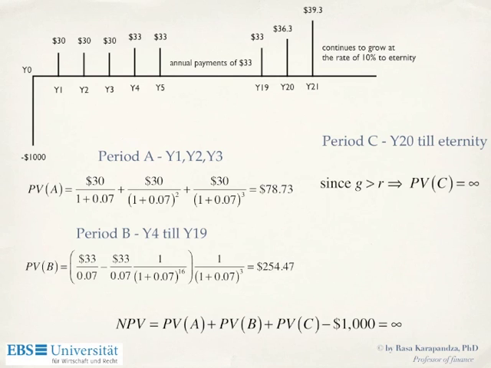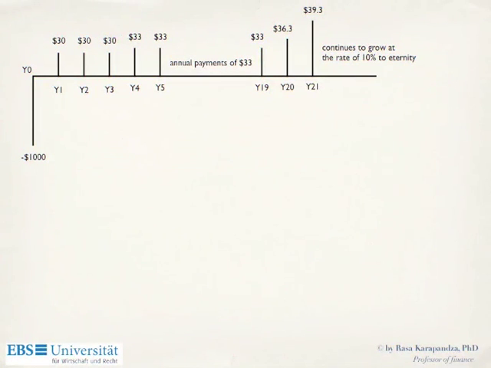Now I can ask you the following thing. But what if, unlike in this case, where we had the growth rate of 10%, now we have the growth rate of 5%. Well, now the cash flow in year 20 is not anymore 10% larger than the cash flow in year 19. It's only 5% larger, making it 34.65. And the next cash flow is not 10% larger, it's only 5% larger, and it's 36.38.